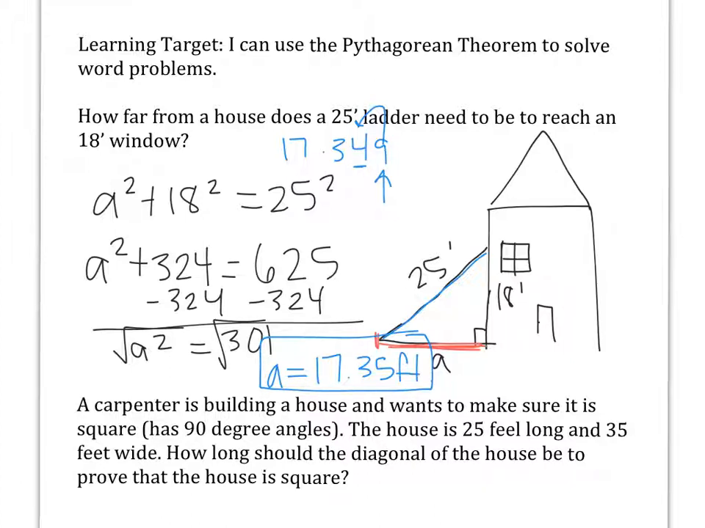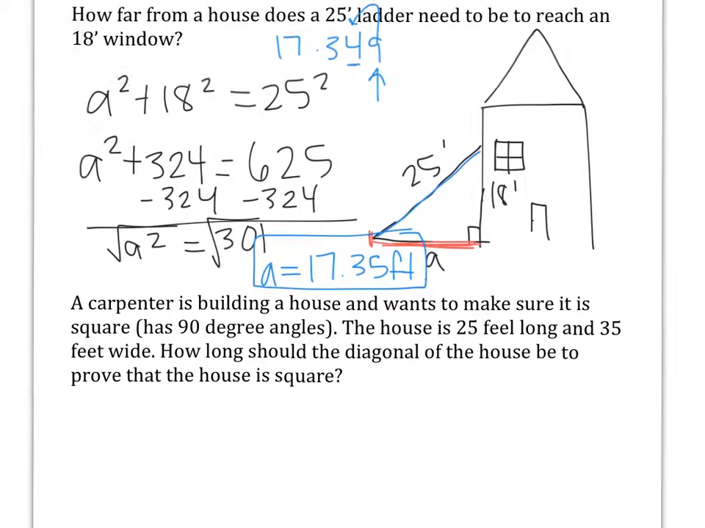A leg of 17, a leg of 18 feet, would those be legs for a 25-foot hypotenuse? Yes, that makes sense. And my drawing might not be as accurate to look like 17.3, but that's what it comes out to be, and it's pretty accurate, pretty close. So that would be our answer for number 1. Let's take a look at number 2.